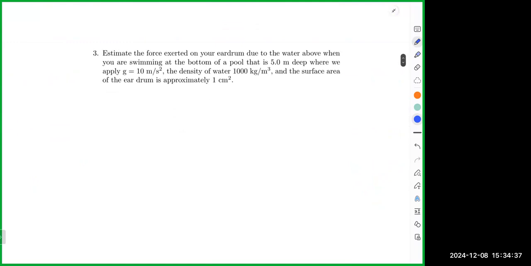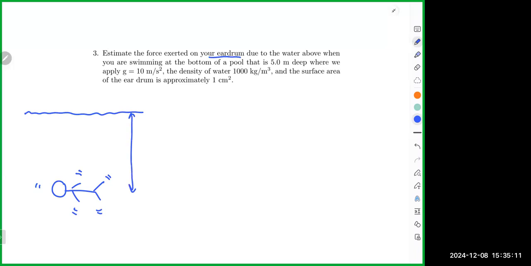For the next one, for this case, estimate the force exerted on your ear due to the water above when you are swimming at the bottom of the pool. Okay, here you are, right here. No, you are swimming, not just lying down. Swimming. Okay, 5 meters below.